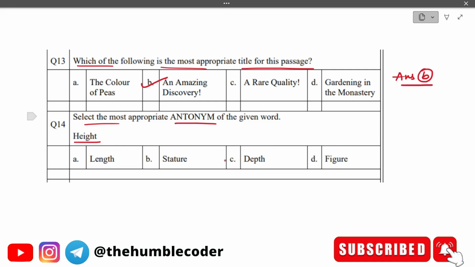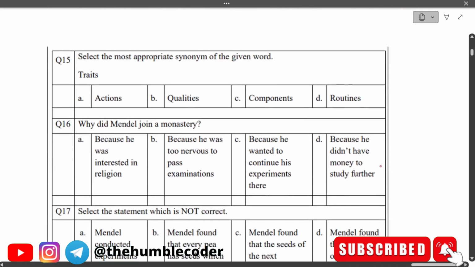Even if this is a separate question that is given to you individually, you can also figure out the correct answer. The correct answer in this case is going to be depth, which is option number C. Moving on to the next questions based on this passage only.